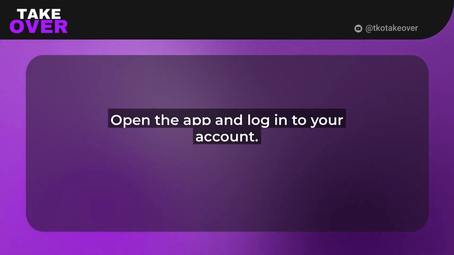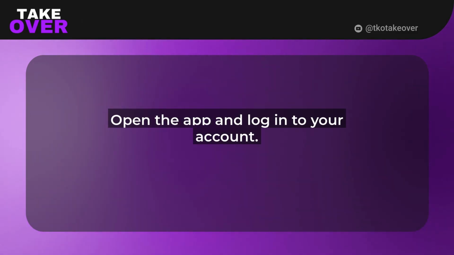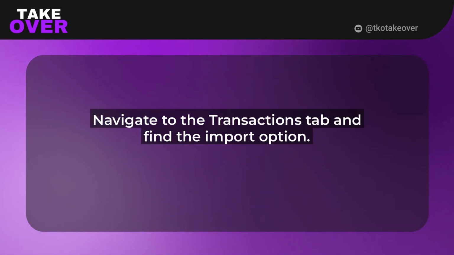Step 1. Open the Copilot Money app on your phone or computer and log in to your account. Make sure you're on the latest version for the best experience. Step 2. Head over to the Transactions tab, which is usually front and center. Look for an Import button or option. It's often under a Settings menu or a plus icon.